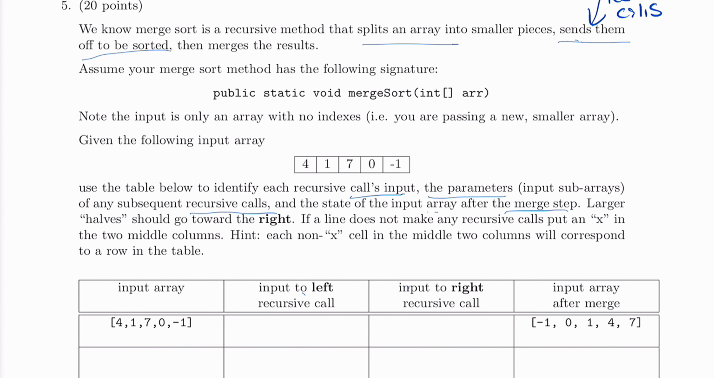And then we go on to specify that the larger half, which it's not really a half if it's larger, but the larger of the two splits goes to the right. Right? So I made a point to tell you it goes to the right. And then if one of the recursive calls doesn't make any more recursive calls, so if it's the base case, we're going to put an X in the middle two columns. And then I gave you a hint. I said each non-X cell in these middle two columns becomes a row in the table.